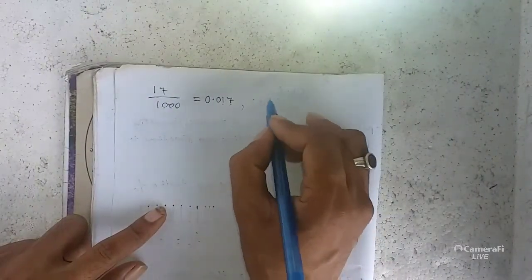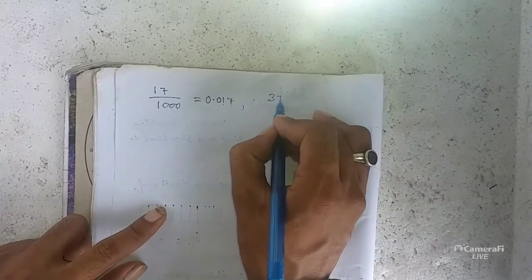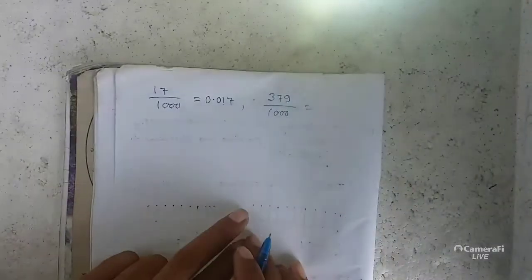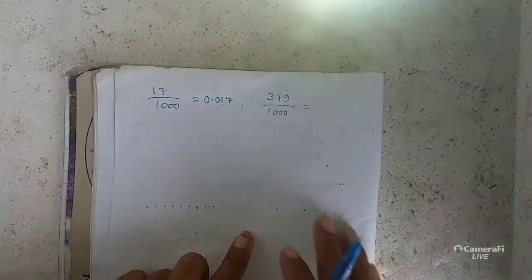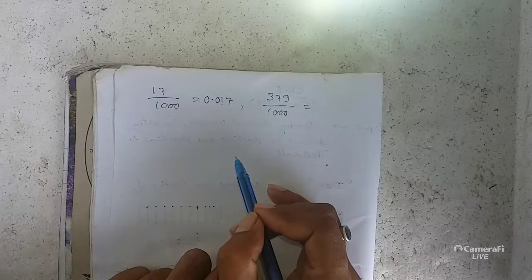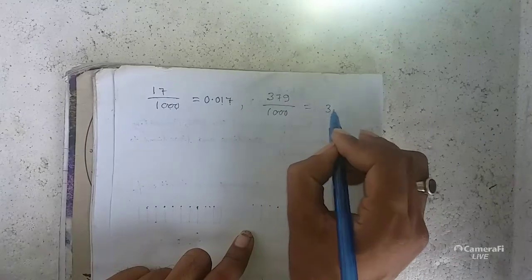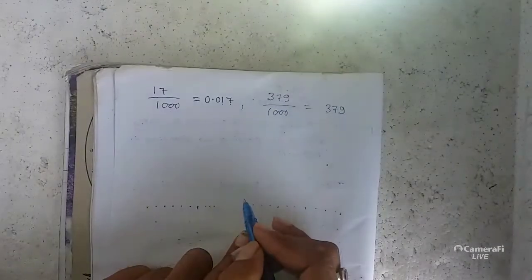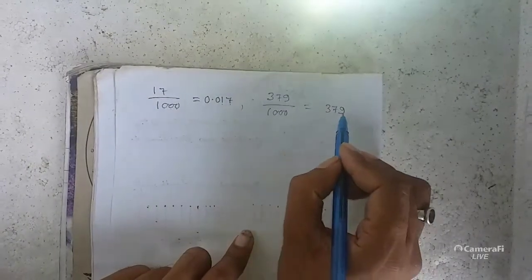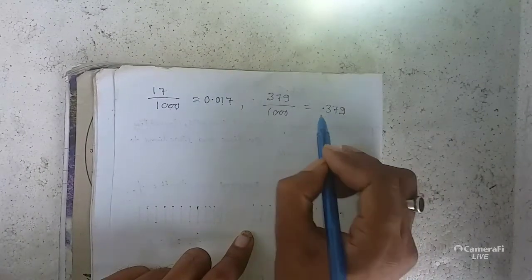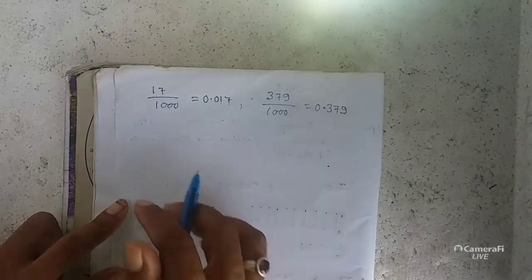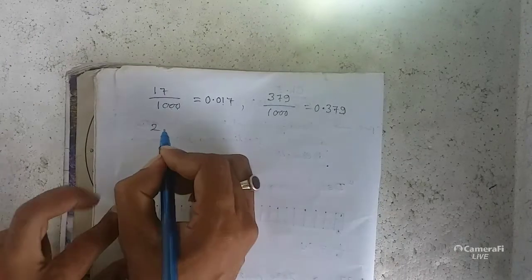Suppose we are converting 379 by 1000 to decimal. So, we will put the decimal after 1, 2, 3 digits from the right side of the numerator number. The numerator number is 379. Put the decimal after 3 digits from the right, 1, 2, 3 digits. Put the decimal here. So, 0.379.